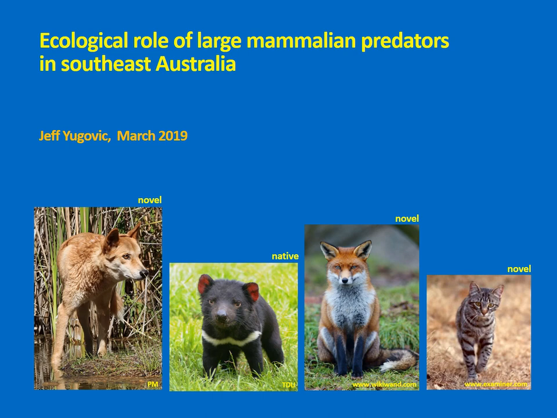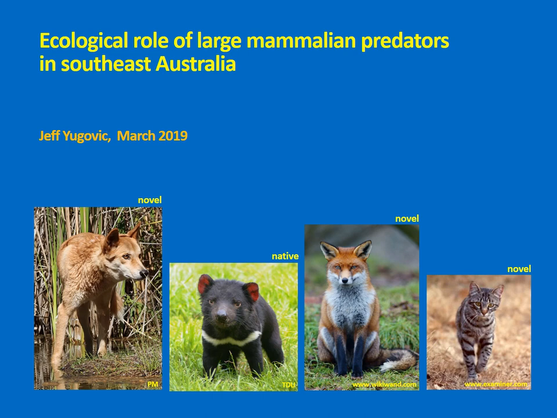We know that around the world predators are very important in controlling their prey and limiting prey numbers. We know the Yellowstone example well. And indeed, wherever it's been looked for around the world, it's been found in Eurasia, Africa, and South America. And indeed, it applies in Southeast Australia equally as much.